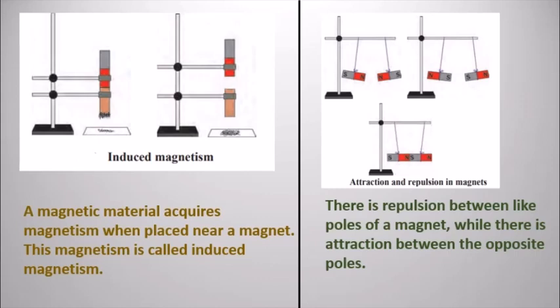So if you take two magnets and bring north and north together, they are going to repel each other. It will push each other away. But if you bring a north and a south pole together, they are going to attract each other. So we say that there is attraction between the unlike poles, and repulsion between the like poles.